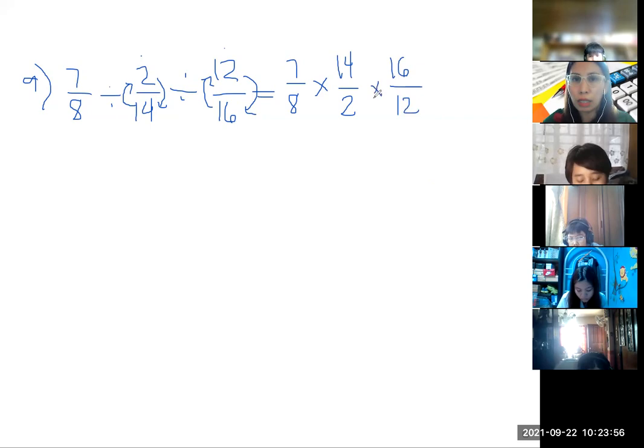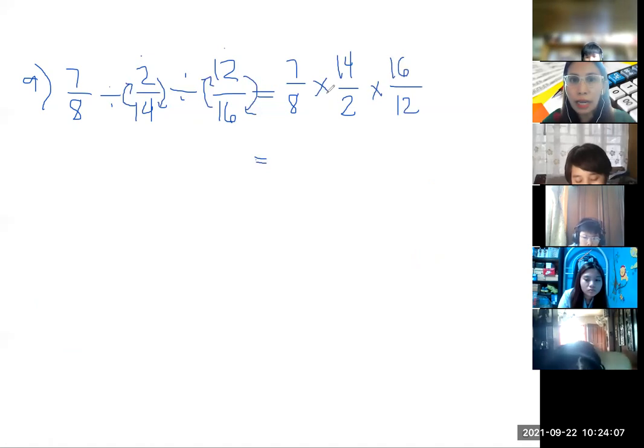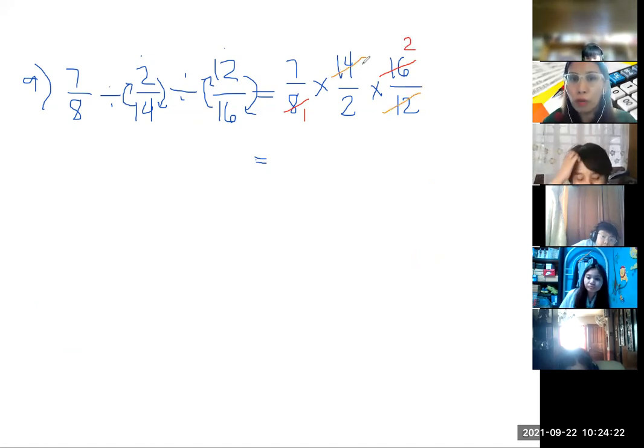Now let's proceed to multiplication. Equals. Okay, let's check the numbers that can be simplified. 8 and 16, we see right away: 8 divided by 8 is 1, 16 divided by 8 is 2. Let's check more. 14 and 12, by 2. 14 divided by 2 is 7. 12 divided by 2 is 6.